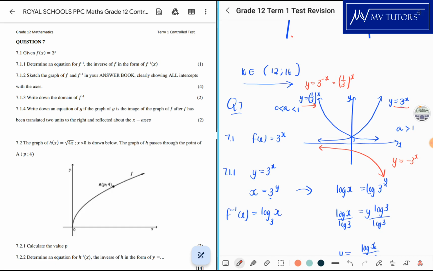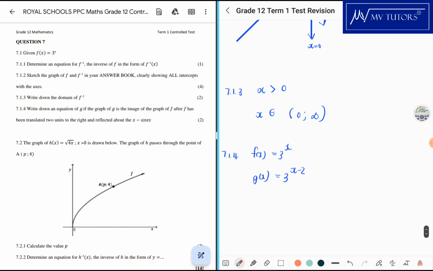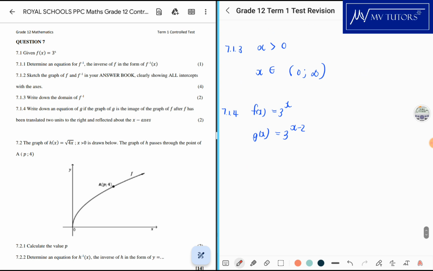So basically, our function here has been shifted 2 units to the right. So we say negative 2, not positive 2. Please don't make that mistake. And because we are reflecting it about the x-axis, it means we're going to put a negative over there. So basically, if I now write the full function of g, it's going to be negative 3 to the power x minus 2. Minus 2, shift to the right. Negative 3, it's reflected about the x-axis. Alrighty, I hope that was very clear. And that's basically it for 7.1.4.